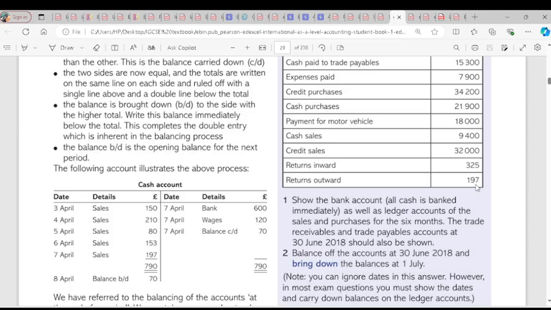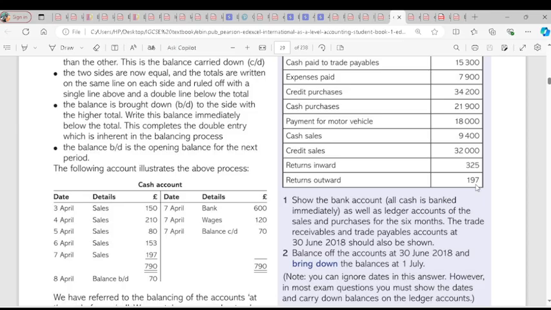If your entry is on the credit side, your balance carried down will be on the debit side. This entry revenue is on the credit side, and your balance carried down on the debit side. Your balance brought down goes back to the credit side. Return inward is a debit entry. The balance carried down will be on the credit side. Your balance brought down will go back to the debit side.